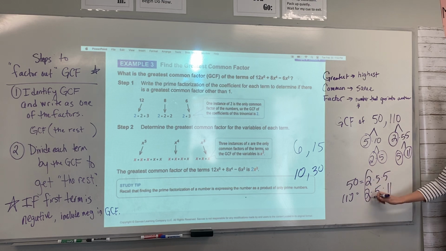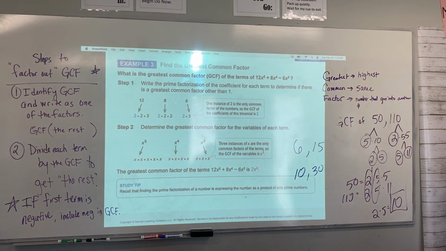And whatever prime factors they have in common, you multiply them together to get the GCF. So that's a quick recap of how to find the GCF if your numbers are too big to try to visualize all of their factors.